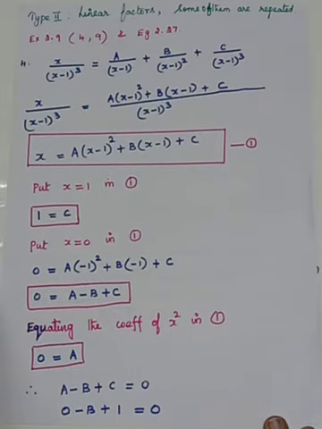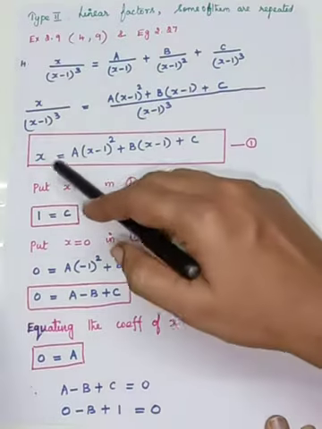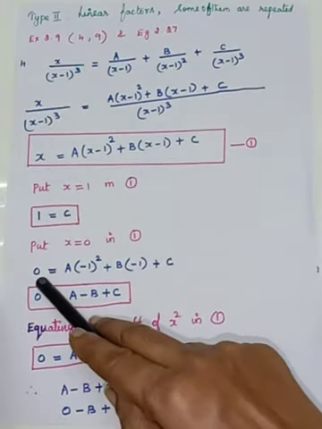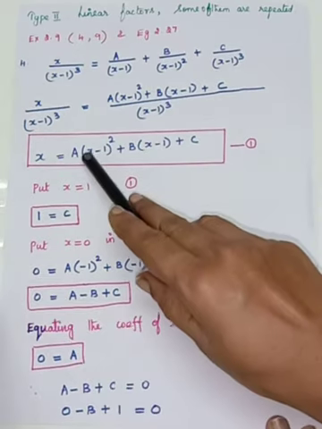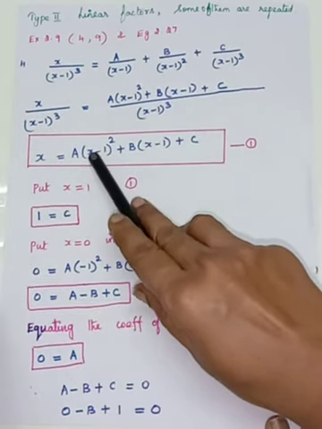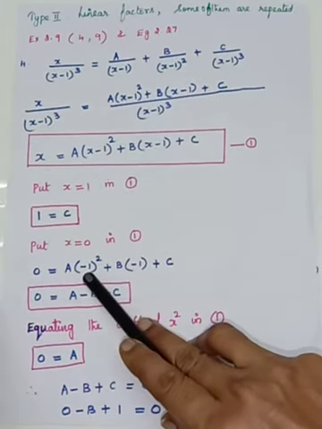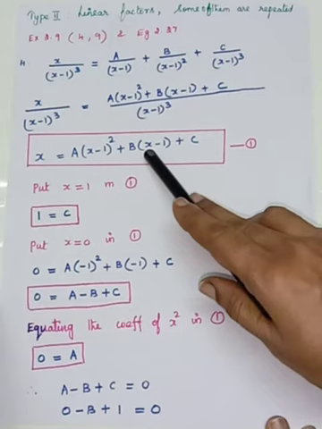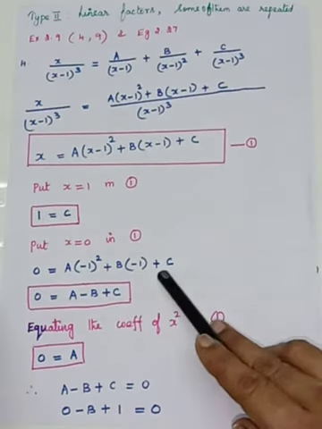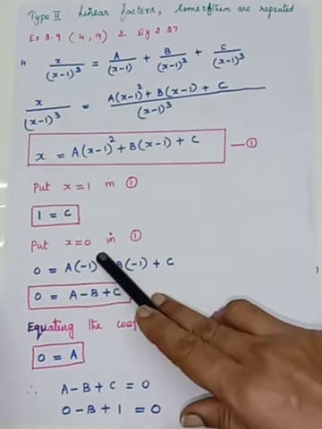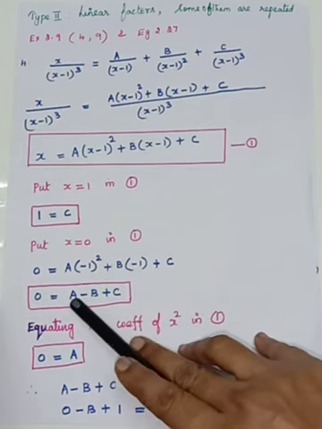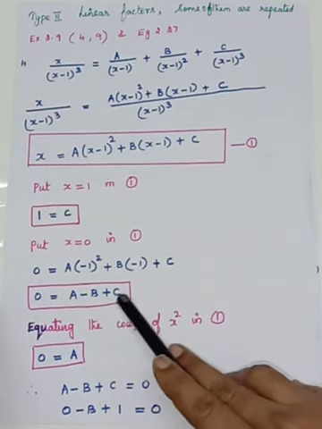For that, what are you going to do? Put the simple value x is equal to 0. If you substitute x equal to 0, you will get the constant on both sides. So on the left side x as 0. Here when you substitute x as 0, 0 minus 1 is minus 1. So minus 1 the whole square into a plus b into 0 minus 1, which is minus 1, plus c. Minus 1 the whole square is 1, so it is a. b into minus 1 is minus b, plus c.